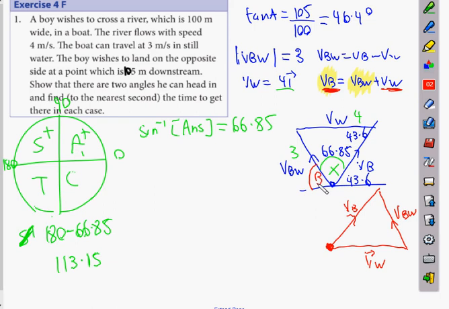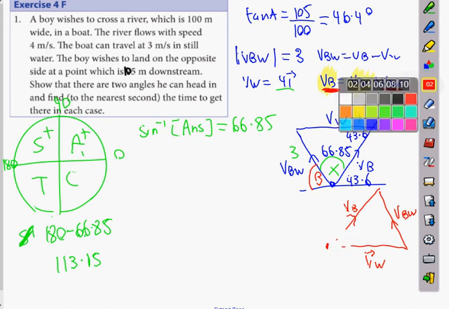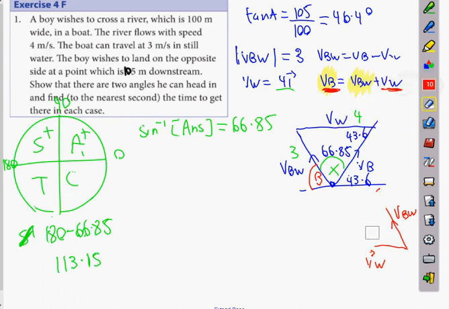Now, B will have 2 values. The first angle of B, can I tell you what the first angle of B is? It's going to be 180 minus 66.85 minus 43.6. Can anyone tell me what that is? Anybody get the answer yet? 69.55.